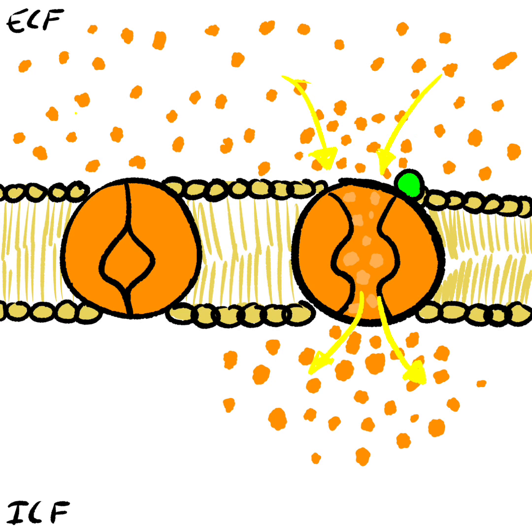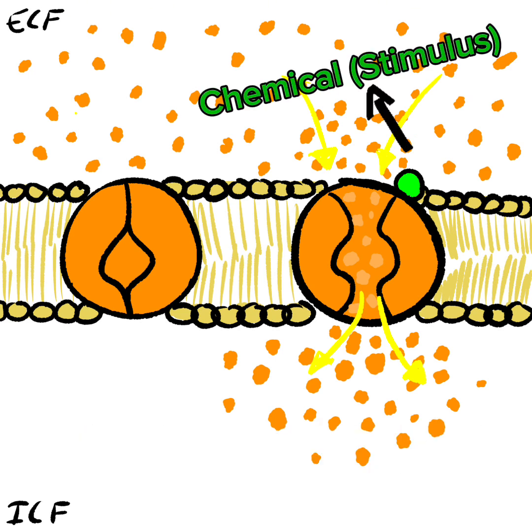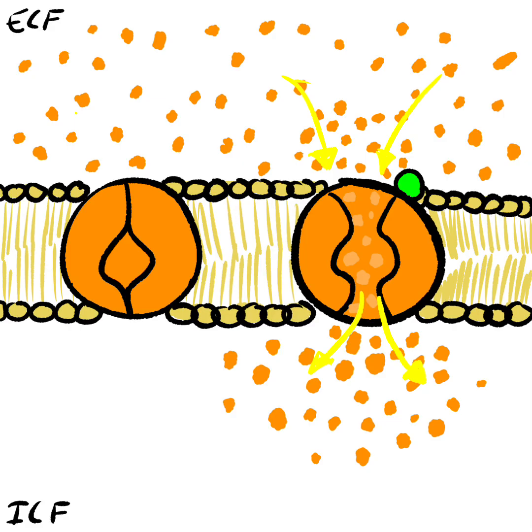Now we're going to be talking about local potential. When a stimulus like a neurotransmitter reaches the neuron, it can cause sodium gates to open, and the diffusion of sodium ions into the ICF, or the inside, occurs. Local potential is a small temporary change in voltage that happens near the point of stimulation.